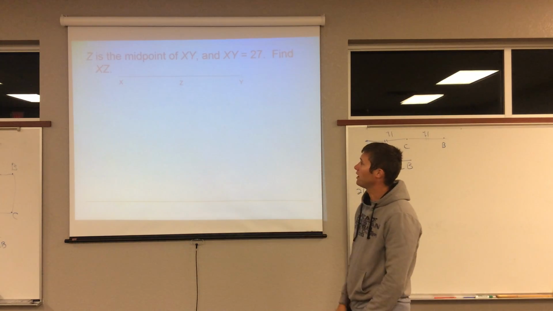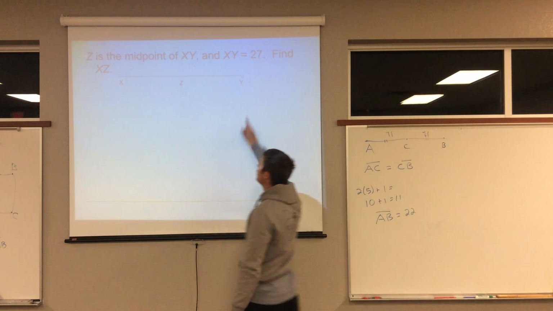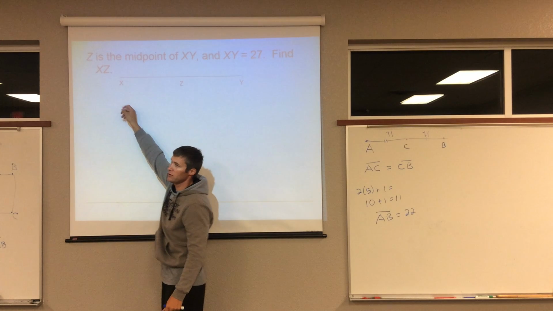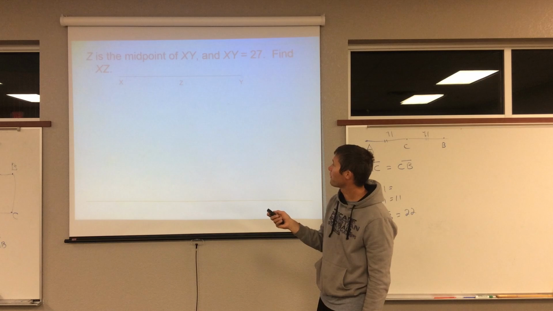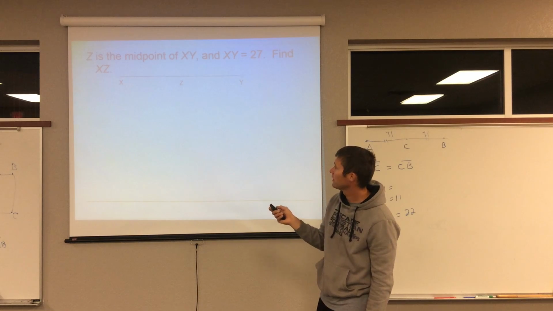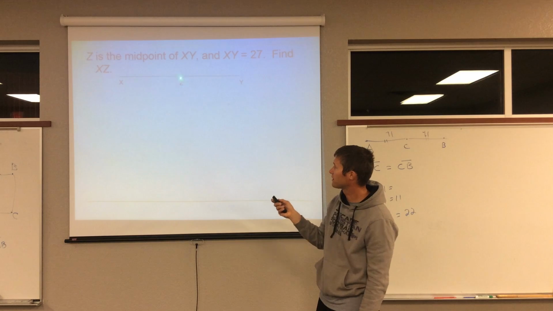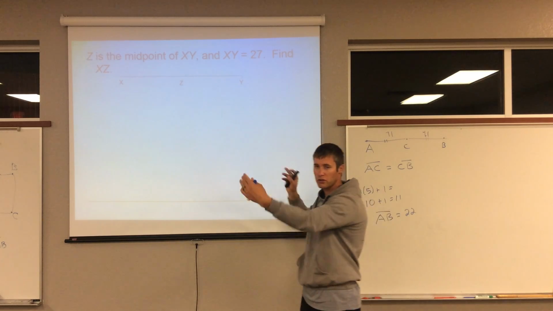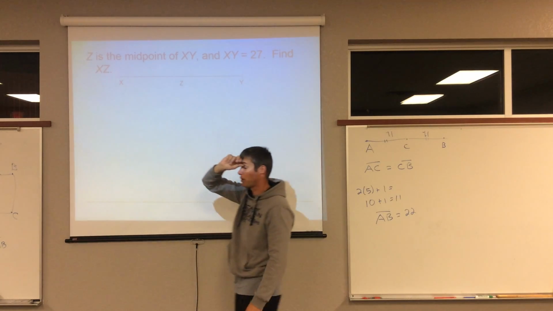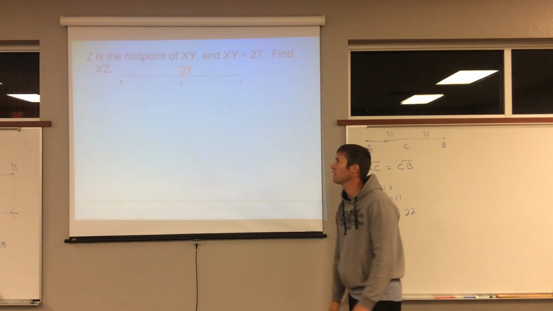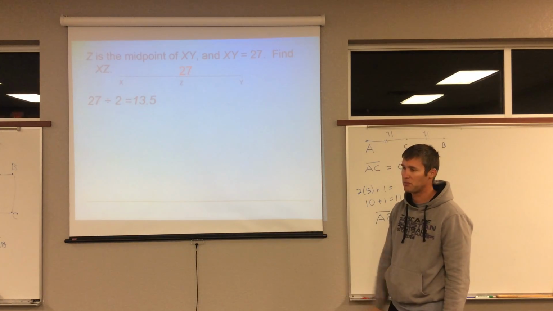Z is the midpoint of XY. XY is 27. So this whole distance is 27 units. So we want to know, okay, Z is the midpoint, find X to Z. We just want to find this segment right here. Well, if the whole unit's 27, this is the midpoint. Midpoint means middle. So we divide 27 by 2. So we just go ahead and say that that's the midpoint.